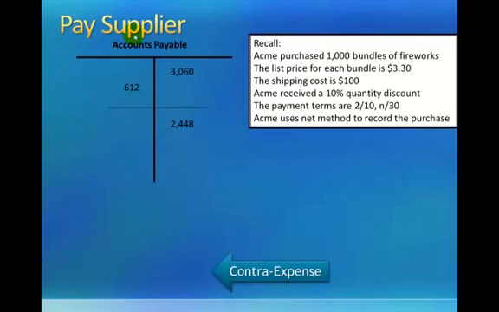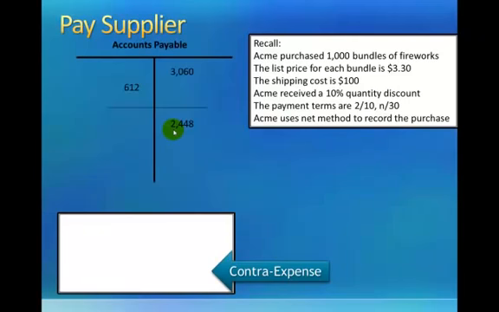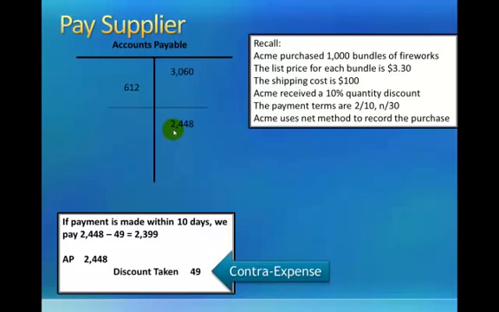So our balance in accounts payable would be $2,448 if we use the gross method. So if we pay within 10 days, however, we still only pay the $23.99. But since we recorded it using gross method, we have to debit accounts payable for $2,448, which is the balance in the accounts payable account. That means we need a credit of $49 that we'll put to discounts taken.